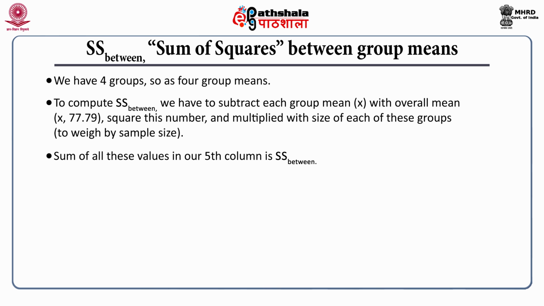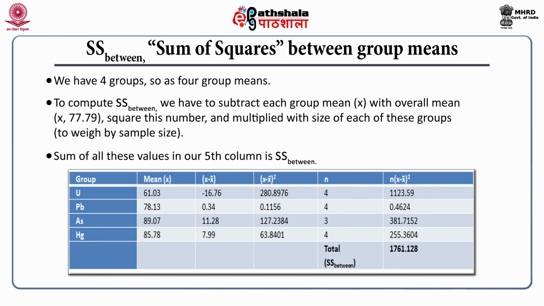As you can see in this table, for example, the group mean of uranium is 61.03. You subtract the total mean, and you get negative 16.76. We now square it to convert the negative value to a positive value, exactly as we explained in the standard deviation module. After squaring, you multiply by the group size. Most of the group sizes are 4, except in the case of arsenic, which is 3. And finally you calculate the sum of all these values. That is called SS between.